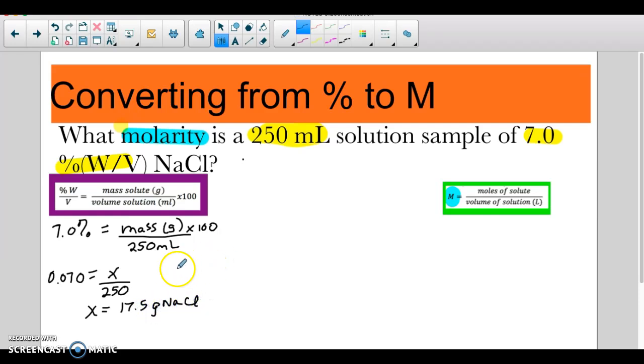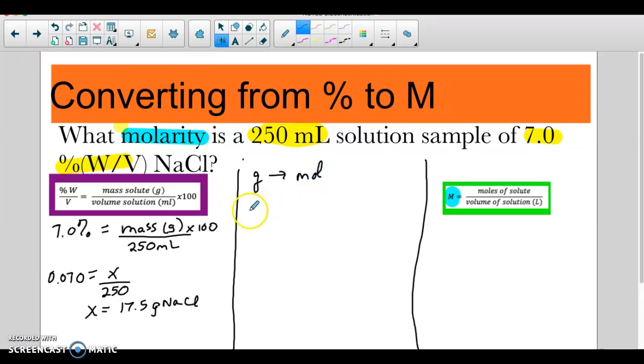But then I have to remember I'm ultimately trying to get molarity here. So I like to put it into 3 columns. This is the column where I'm going to convert between my grams to moles. And then I'm also going to convert my milliliters to liters so that I can then plug in here and get molarity. So my grams, this is where I would use my mole map.